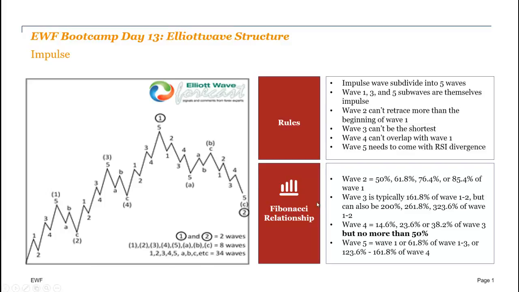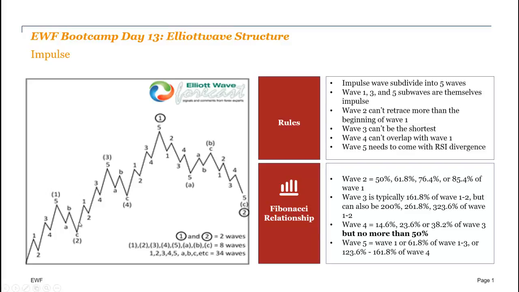Then wave 4 usually is between 23.6, 38.2% of wave 3, but no more than 50% retracement of wave 3. So this additional rule we added here to reflect today's market. When you get wave 4 retracing too much of wave 3, then you should start thinking that this is not an impulse anymore. Then finally, wave 5 is usually equal to wave 1, okay, or 61.8% of wave 1 to 3.